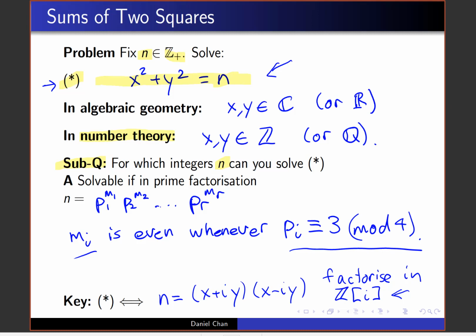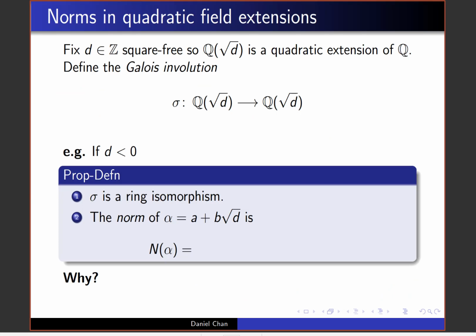Okay, so let's have a look at this problem further by introducing a rather important tool in number theory and in mathematics in general. And that's the norm. And we'll look at this in a very special case of a quadratic field extension. Okay, so let's see what we're looking at here. So we're going to start with some d, which is an integer, and it's going to be square free. So what do I mean by square free? That just means that there is no divisor which is a square. Okay, and so what we can do is we can adjoin the square root of d to Q.